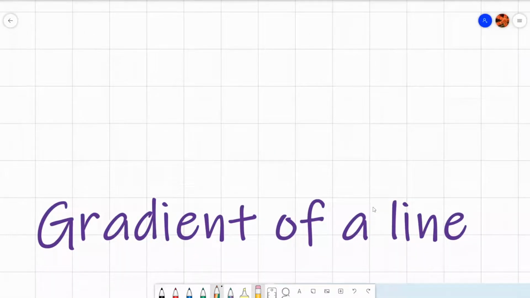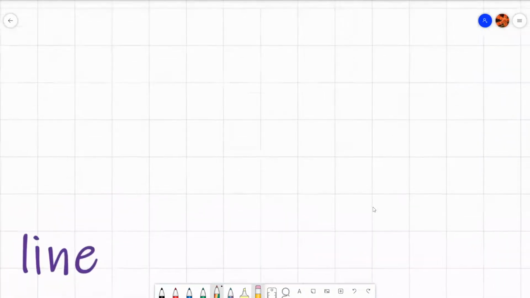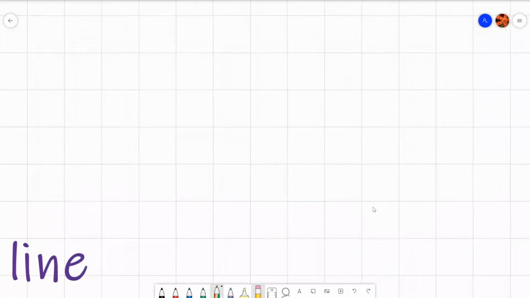Let's have a look at how to work out the gradient of a line. The gradient of a line is where we measure how steep a line is in maths. You'll be using this skill when looking at the equation of a line or just looking at straight line graphs in general. So, a few formulas that you might hear or see.